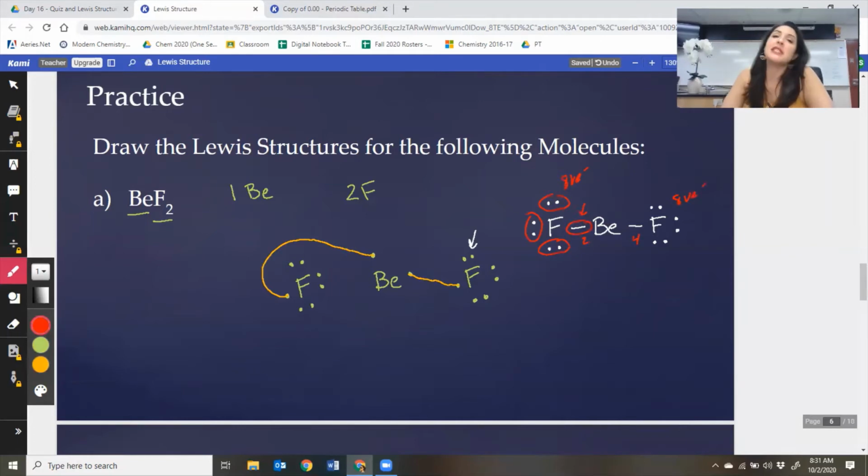So we've done our best to maximize stability here. So it's acceptable to leave the Lewis structure as is, even though beryllium only has 4 valence electrons. So this is a good Lewis structure. We've maximized the octet in 2 out of the 3 atoms. Let's try another one.